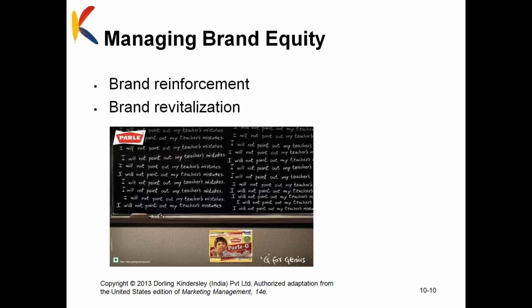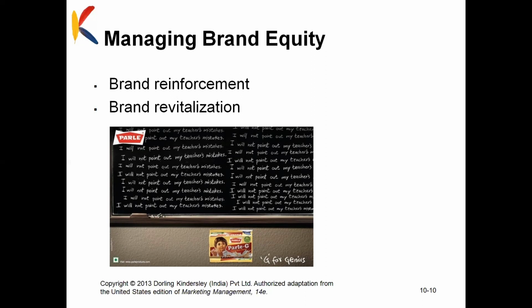Brand equity, how to manage that? Brand reinforcement and brand revitalization. These are the two new terms. Reinforcement means what? I can reinforce a brand by adding it with another brand. Suppose, for example, we have learned in the previous chapter co-branding. Hero Honda recommends MRF tire. It's a brand reinforcement example.